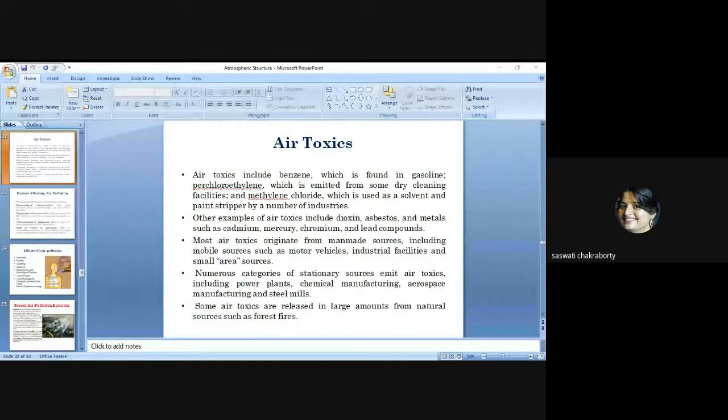Amazon forest fire, students, is it anthropogenic or natural? Ma'am, natural. Ma'am, anthropogenic. Natural, yeah. Forest fires are natural events. The reason can be anthropogenic, but the events are natural. Okay.